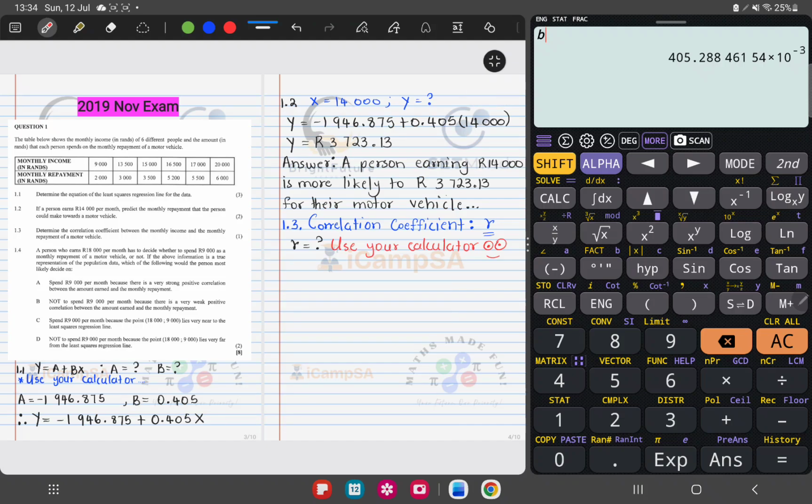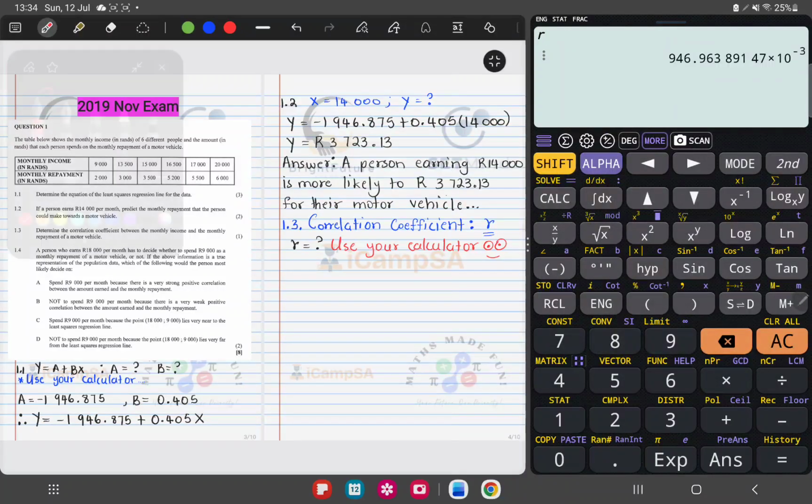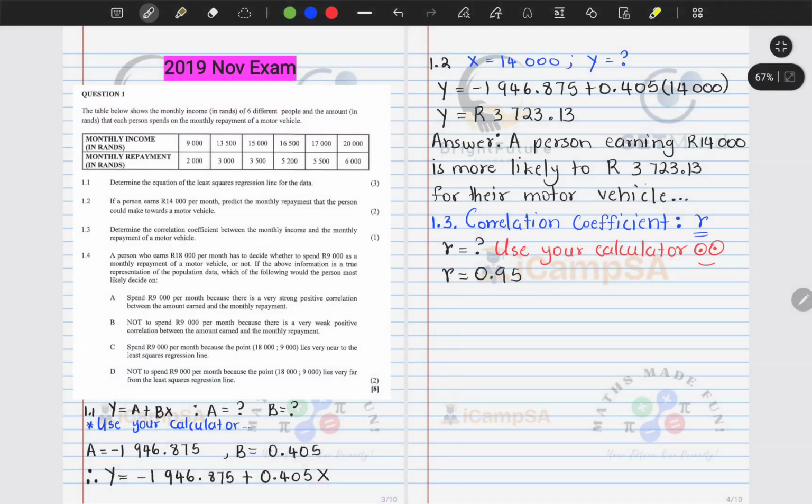Right, so if you observe carefully, we're now on our calculator. So Shift R. Now, if you look carefully, there's our R value. So it's 0.96. If you round that off, you will see that our R value will become 0.95. Okay, that is what the R value is going to be.